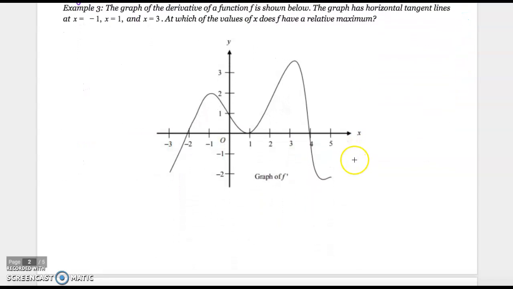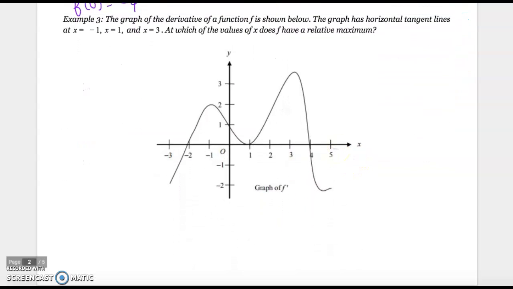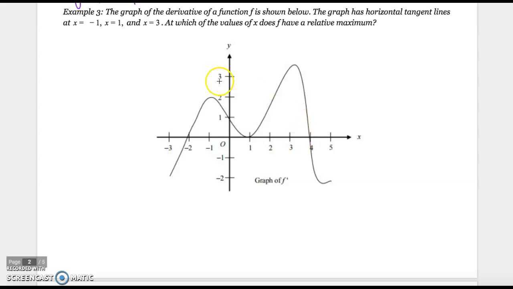And then I just wanted to look at a last example where we're not given a function itself, we're given a graph instead. So the graph of the derivative of function f is shown below. So this is the graph of f prime. The graph has horizontal tangent lines at -1, 1, and 3, and they want to know at what values of x your original function has a relative maximum. Now I don't have any information about my original function whatsoever, so it would be helpful to identify what this would mean in terms of the derivative, because I have derivative information.